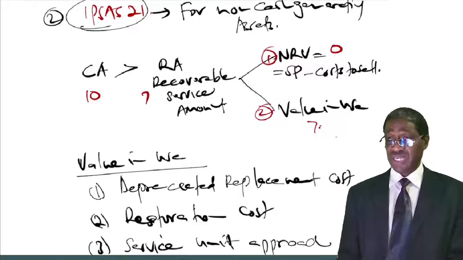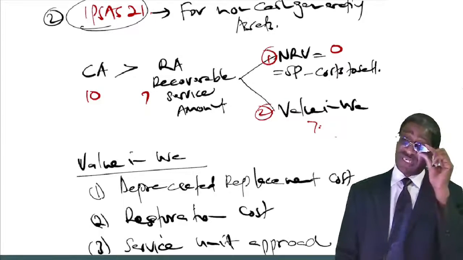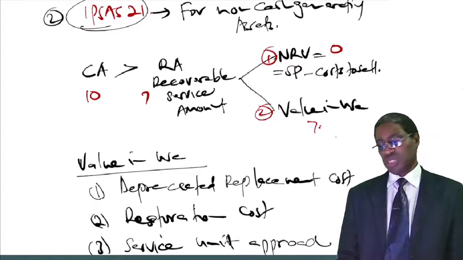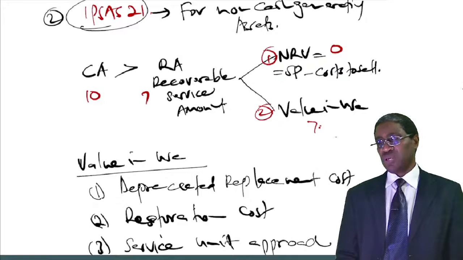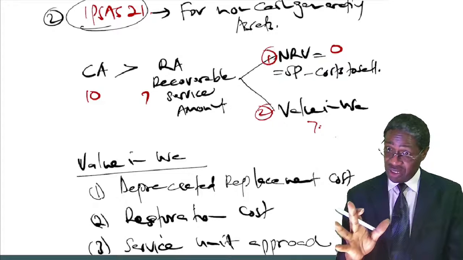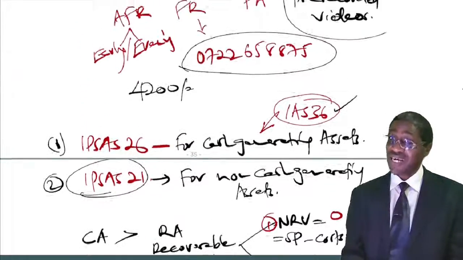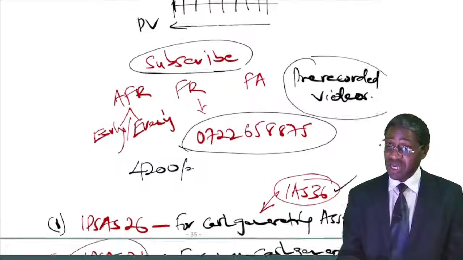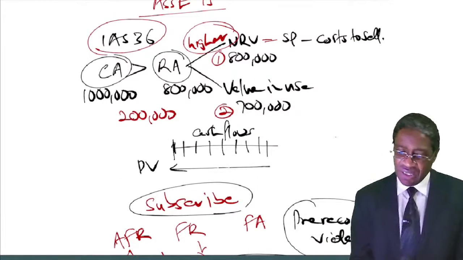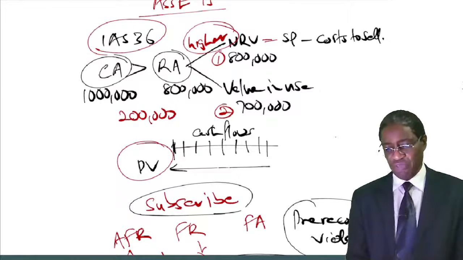Before I put down the next sentence, listen to this now. When we were dealing with IPSAS number 36, I said, to get the value in use, you get the present value of the future cash flows.